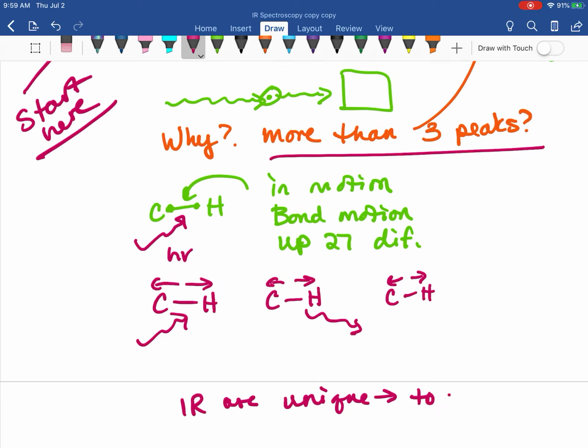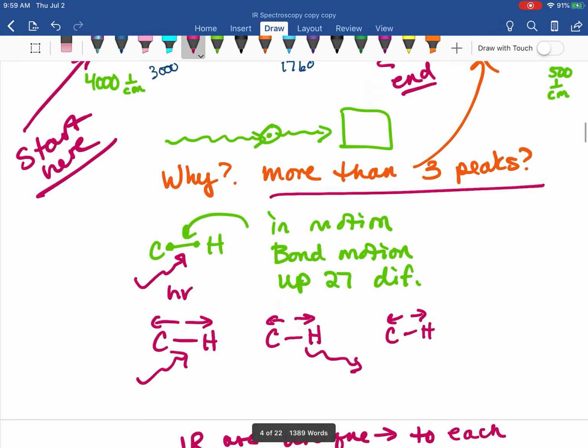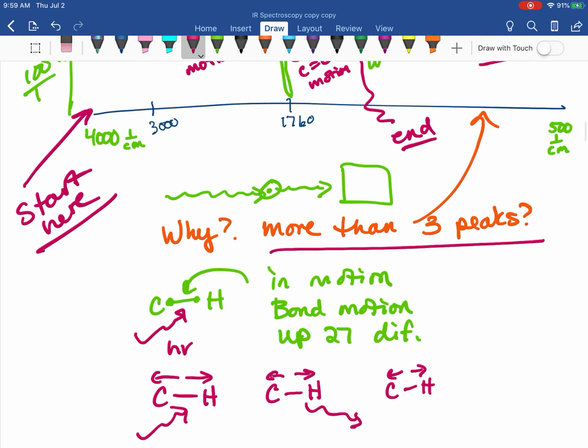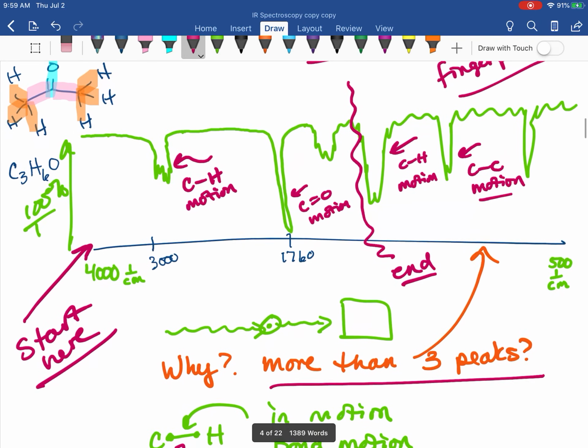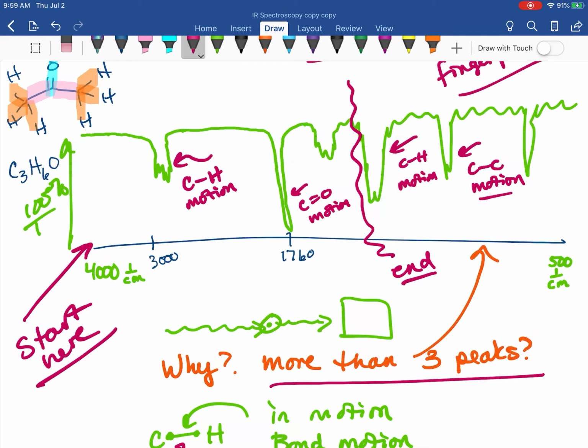They might be similar, but they will have unique features, and say to each structure. So some of those motions we see very well in IR. Some of those motions you don't see at all.